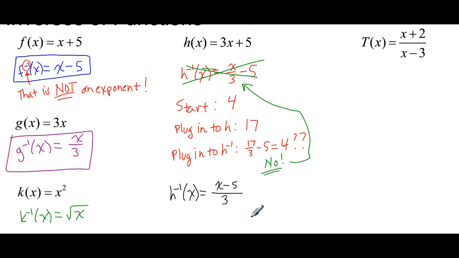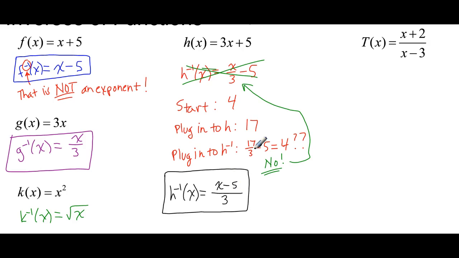So you do end up subtracting 5. You do end up dividing by 3. But pay attention to the order, and you'll get the inverse function worked out just fine. Go ahead and test that one if you'd like. You can pick a number, plug it into h, take your output like 17. 17 minus 5 is 12. 12 divided by 3 is 4 again.